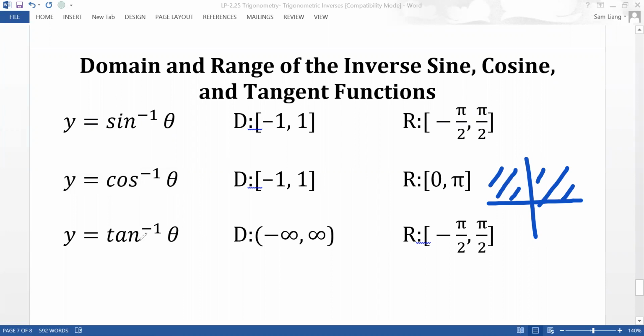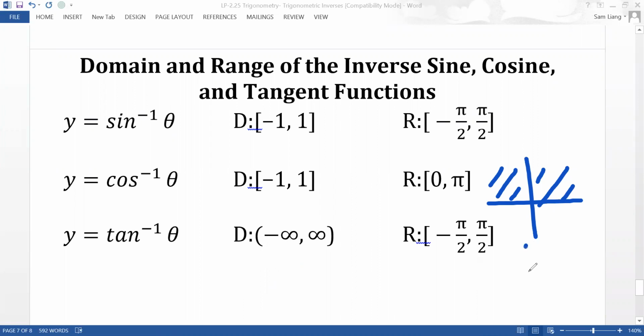And then for tangent, or inverse tangent, the domain is negative infinity to infinity, because the range of tangent is negative infinity to infinity. If you remember the graph, it goes like this, so all possible values are there for the domain of inverse tangent.